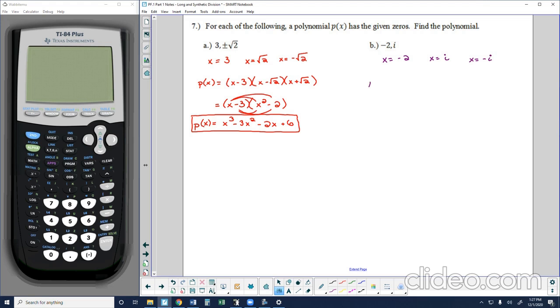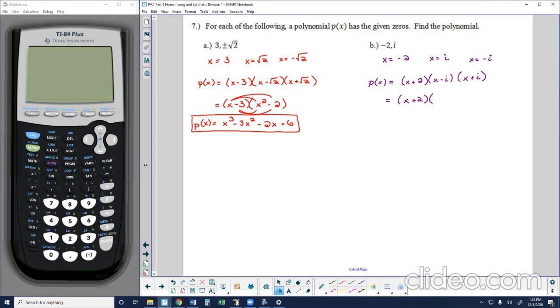So then our factors here are going to be x plus 2, as I add 2 to both sides to get the equation equal to 0. x minus i, as I subtract i from both sides to get that second equation to equal 0. And x plus i, as I add i to both sides of the equation to get the equation equal to 0. Again here, I'm going to go ahead and multiply together my two conjugates, x minus i and x plus i, because those are easier to multiply.